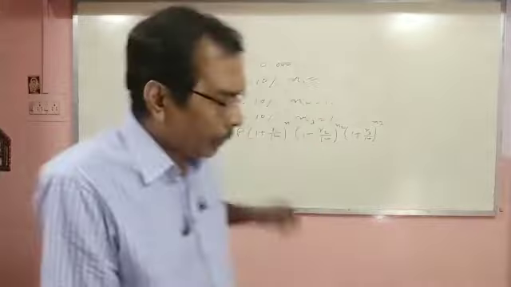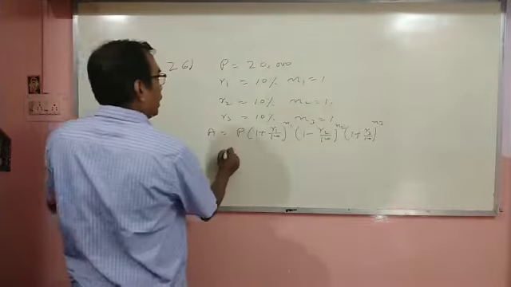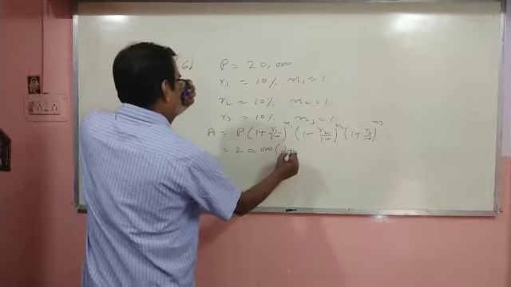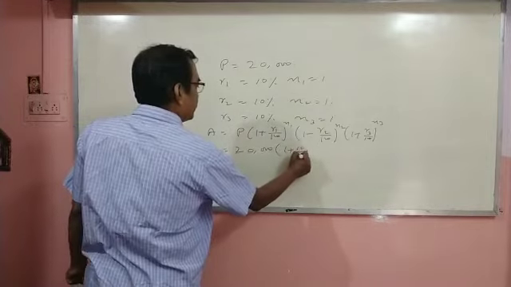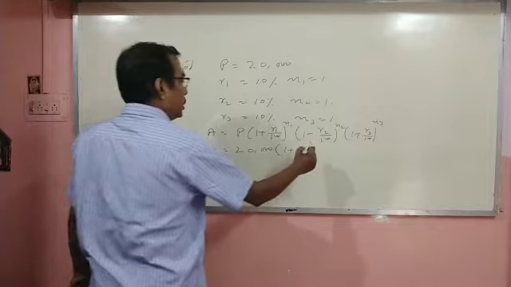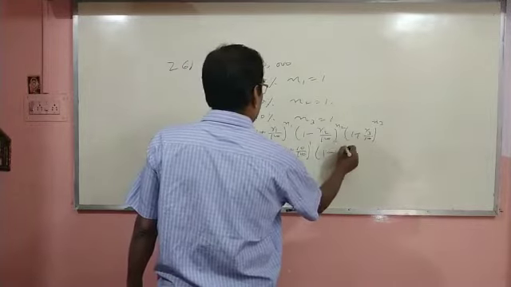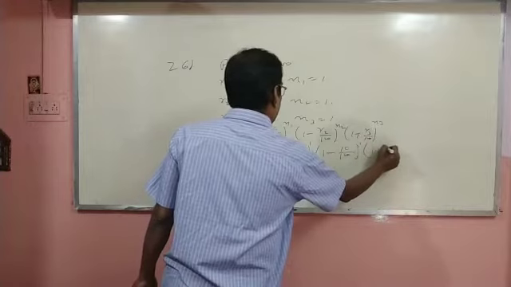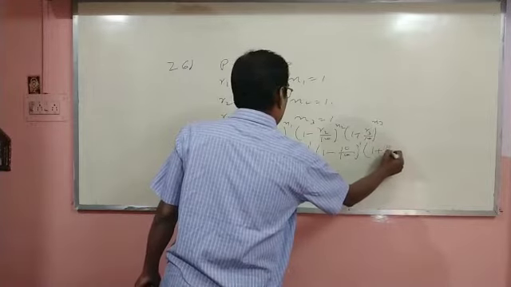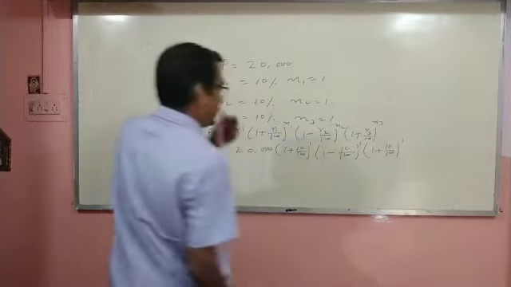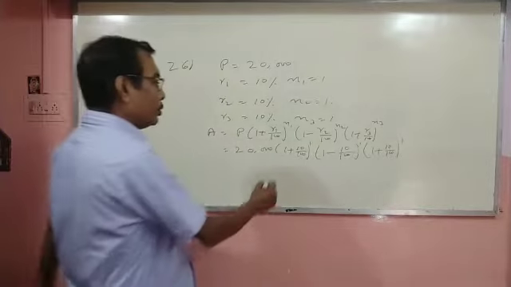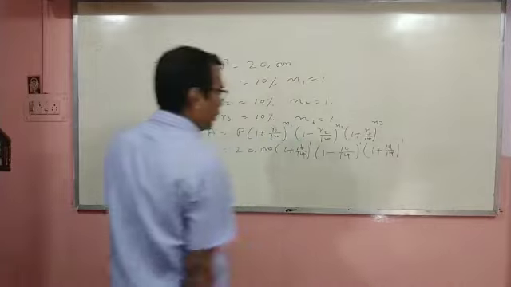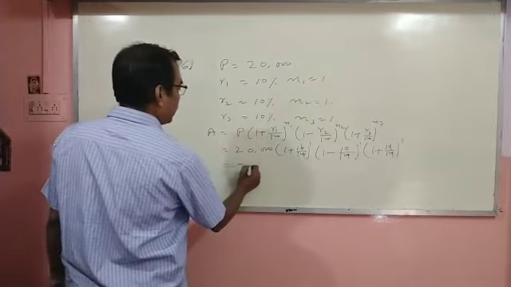First of all, now substitute the values. It is 20,000 into 1 plus R1, which is 10 by 100, power 1, into 1 minus 10 by 100 power 1, into 1 plus R3, 10 by 100 power 1. Now the 0 is supposed to be cancelled here, 0 also cancelled here, 0 also cancelled here. So what is left?